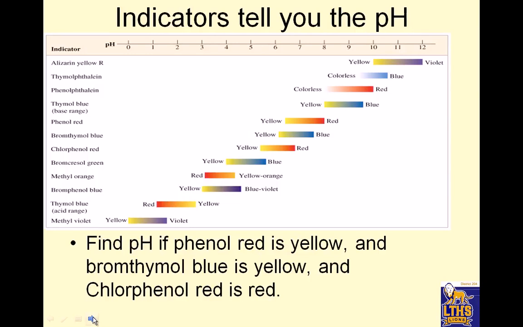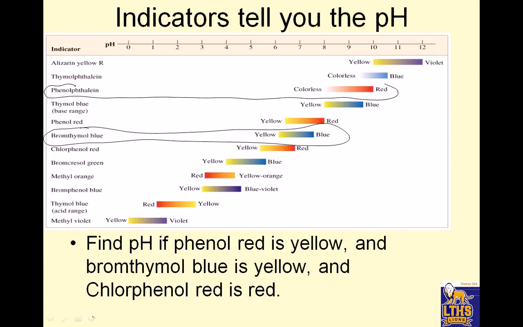Indicators tell you the pH. One way to tell the pH is with these indicators. The ones you need to know are bromothymol blue: acid is yellow and base is blue. You should know litmus, and you should know phenolphthalein. And litmus, which you've used a whole bunch of times, if it is red, it is acid.